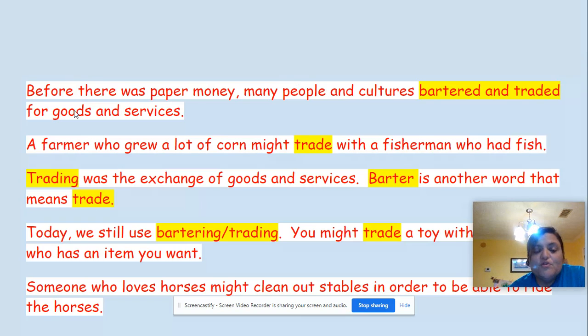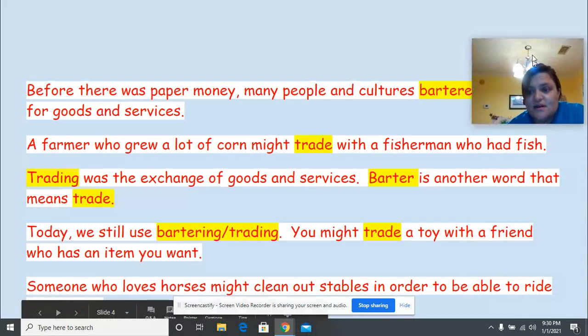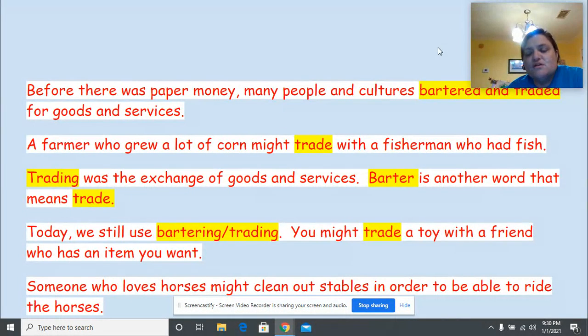So here we go. Before there was paper money, many people and cultures bartered and traded for goods and services. Like the Aztecs and the Mayans that we've discussed, they probably bartered and traded a lot. A farmer who grew a lot of corn might trade with a fisherman who had fish because the fisherman might want corn and the farmer might want some fish, so they could make a trade. Trading is the exchange of goods and services. So basically, you're giving somebody something and they're giving you something back. And a barter is just another word that means the same thing as trade.